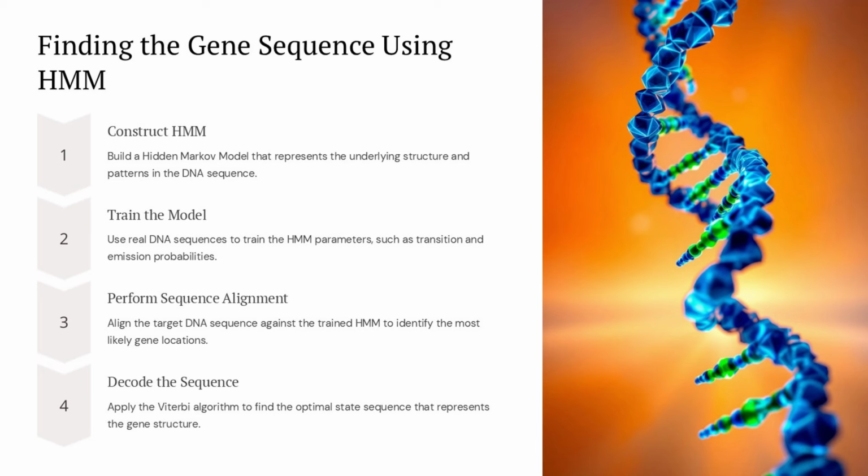Then, we'll align the target DNA sequence against the trained HMM to identify the most likely gene locations. Finally, we'll apply the Viterbi algorithm to find the optimal state sequence that represents the gene structure. This process allows us to accurately decode the gene sequence from the raw DNA data.